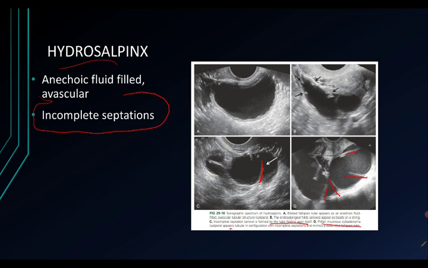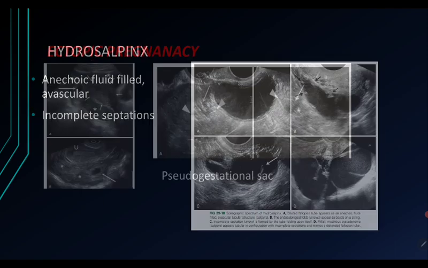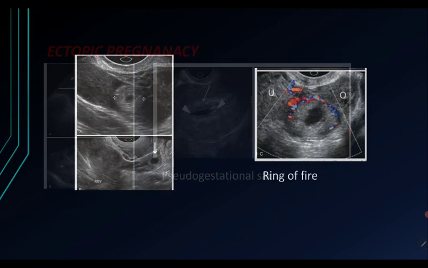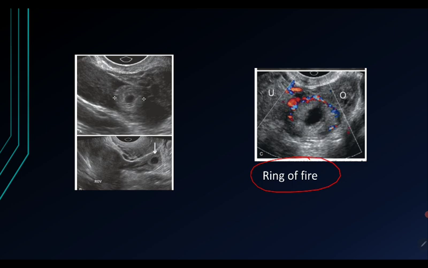Pitfall: mucinous adenoma appears as a tubular structure with incomplete septations, mimicking a distended fallopian tube. In ectopic pregnancy, you can see the pseudo gestational sac. This is the sac. Okay. Ring of fire sign you can see here. This is the pseudo gestational sac.